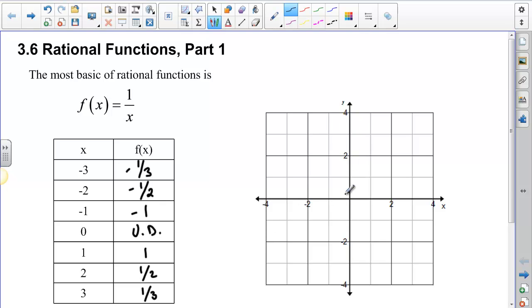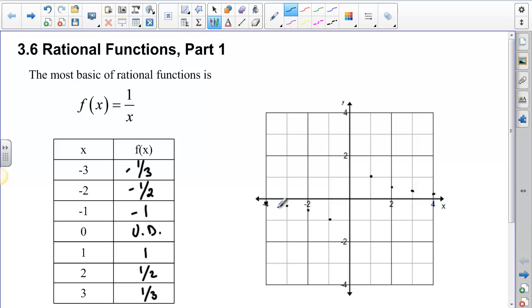Now, if I plot these points on the graph, I can come over here. We don't have anything at 0 because it's undefined, but at 1, we have 1. At 2, we have 1/2. At 3, we have 1/3. And if I really wanted to go a little bit further, I could say at 4, we have 1/4. Likewise, at -1, we have -1. At -2, we have -1/2. At -3, we have -1/3. And at -4, we would have -1/4.